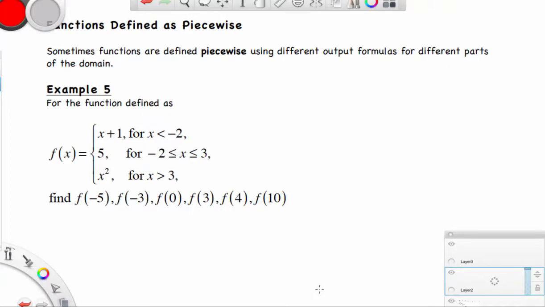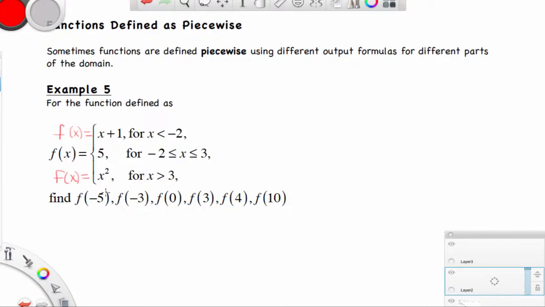For example 5 and then also example 6, we're working with piecewise functions, and piecewise functions are functions that are made up of more than one equation. So there are 3 in this problem right here. Technically, this first one is f of x equal x plus 1, the second one would be f of x equal 5, and the third one would be f of x equals x squared.